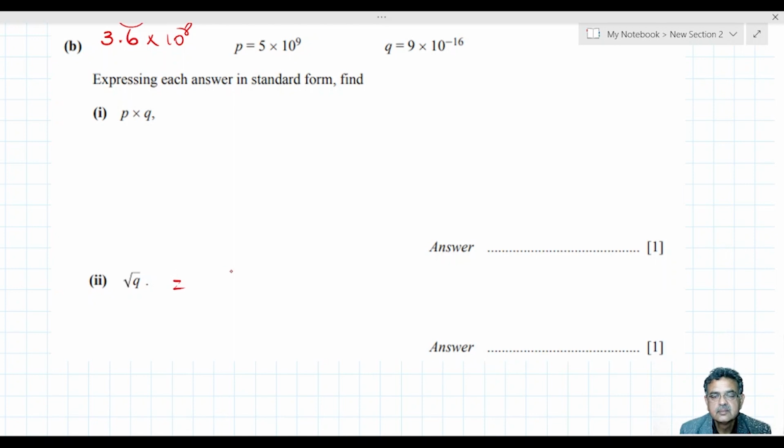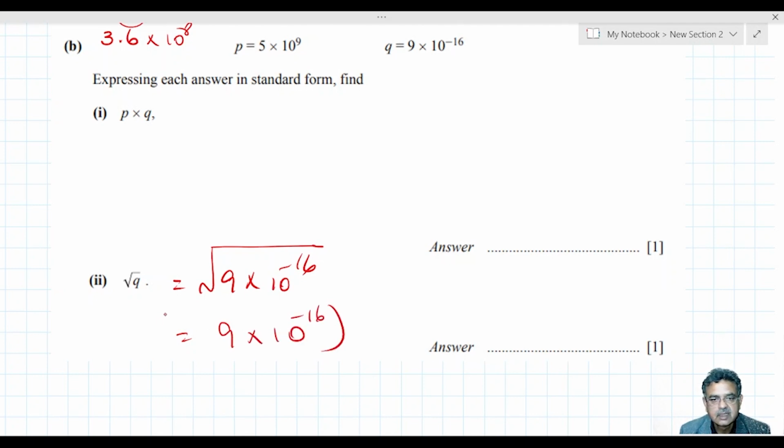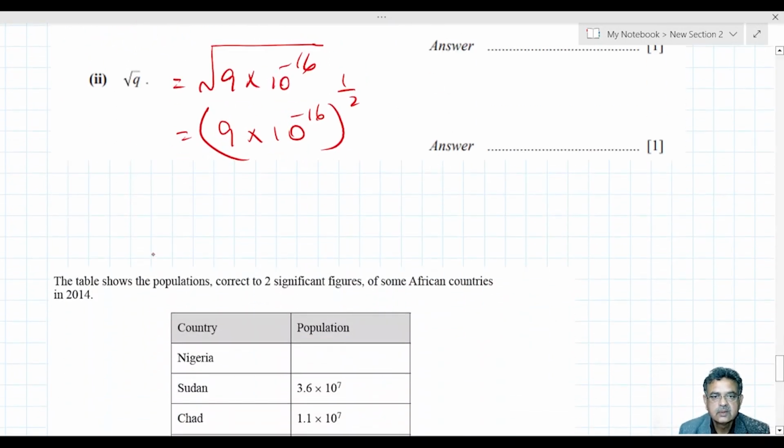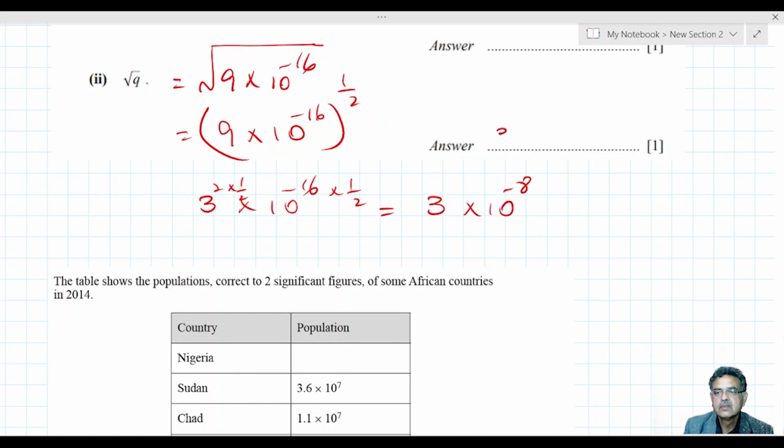Let's do this one. 9 into 10 power minus 16, square root. Square root means 9 into 10 raised to the power minus 16, and the power is half. Now 9 is 3 square, and this is 10 power minus 16. This common power will be multiplied by both of them. This will become 3, and 10 power minus 8. 3 into 10 power minus 8 will be the answer.